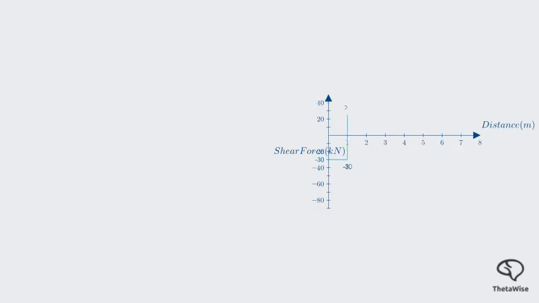We'll plot these values on a graph with distance on the x-axis and shear force on the y-axis, centered on a 0 line. Starting at negative 30, it stays constant to B, then jumps to positive 25. It decreases linearly to 0 at C, then jumps down to negative 80, stays constant to D, jumps up to positive 45, and finally stays constant to E. This is our complete shearing force diagram.